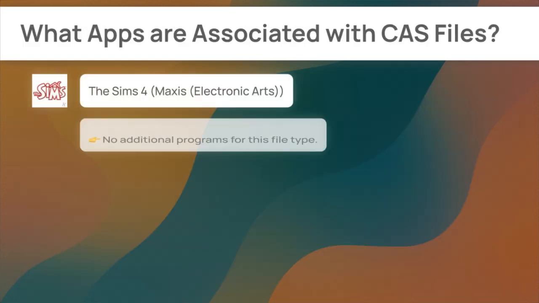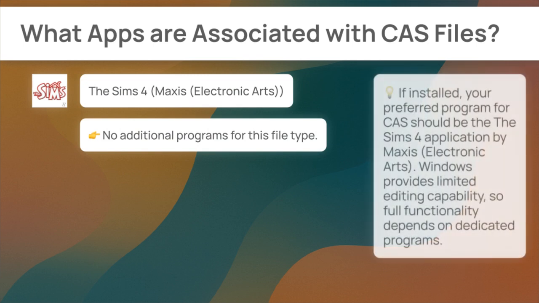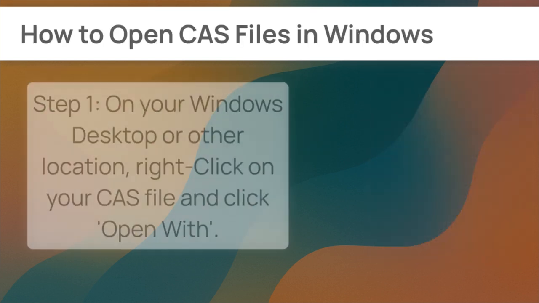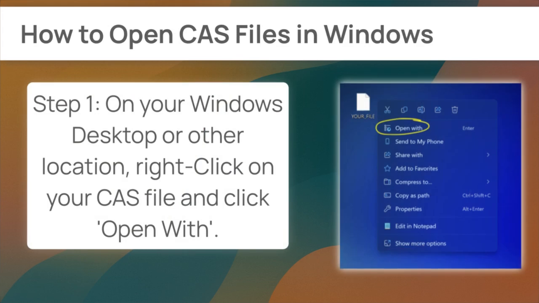Technically, the best program for CAS is usually The Sims 4 from Maxis, Electronic Arts. Windows provides limited editing capability, so full functionality depends on dedicated programs. Windows shows only basic file information, so reviewing real content requires game supporting tools. The fastest route to success is testing all the options.